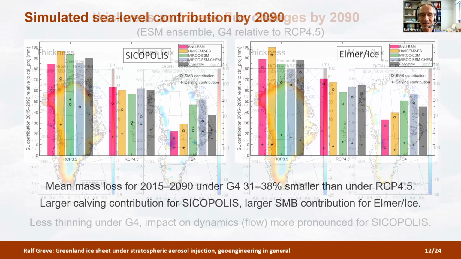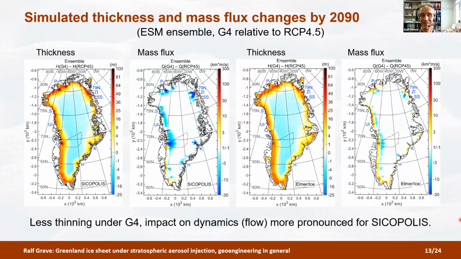Okay, now this one shows in a bit more detail the impact on the Greenland ice sheet, in map projection. What we see here is the simulated thickness and mass flux changes, again at the end of the model time by 2090. It's for the ensemble of the Earth system models, so in other words, it's the four Earth system model mean in all cases. And it's G4 relative to RCP 4.5, the difference of the G4 results compared to the RCP 4.5 results.